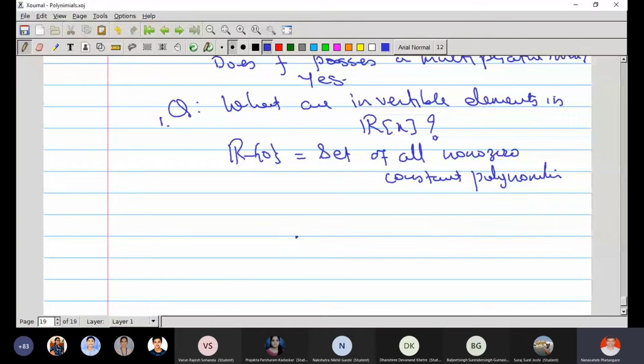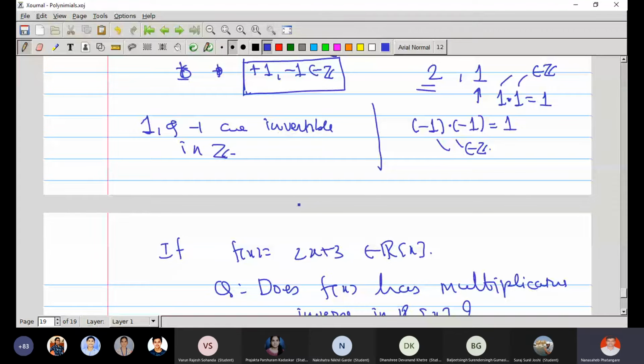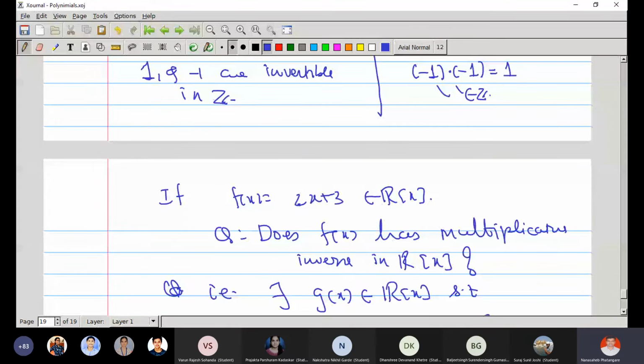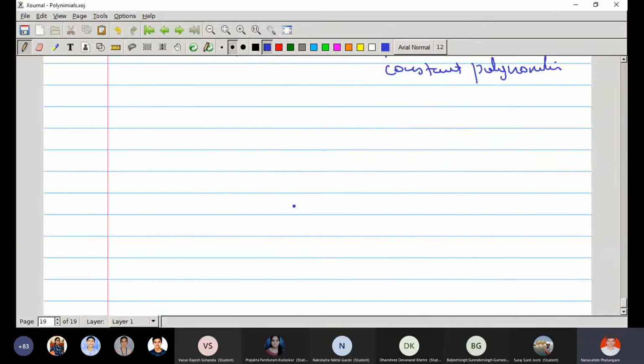Only thing is in integers there are only two invertible elements. In polynomials there are many invertible elements. That is the possible difference. Otherwise, most of the things are similar to the integers in the case of polynomials. Is it clear? So invertible elements in the set of polynomials are non-zero constants. That's fine.